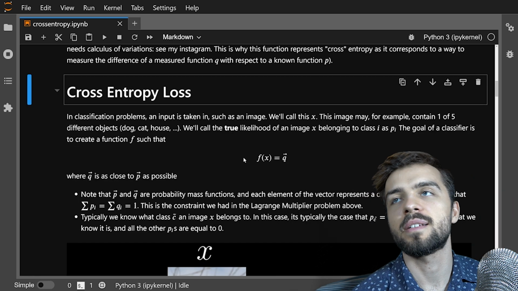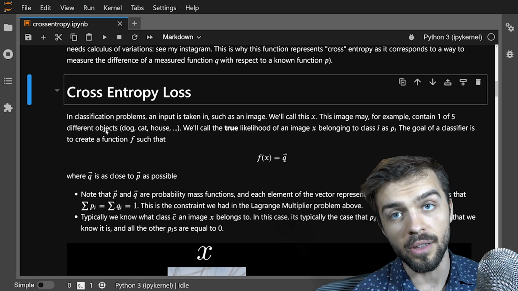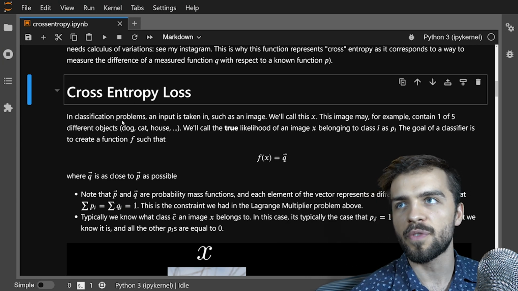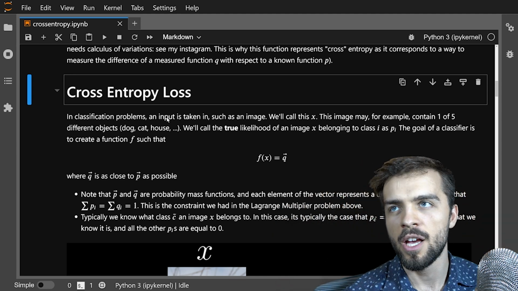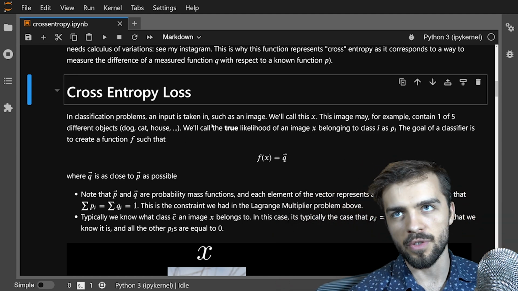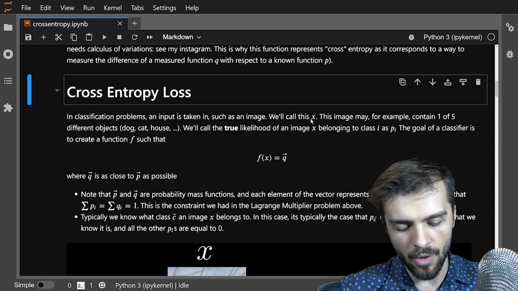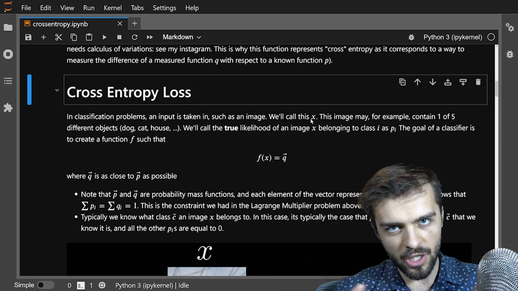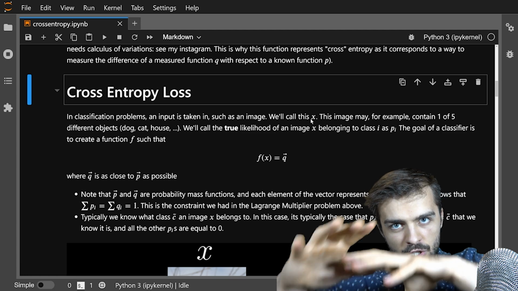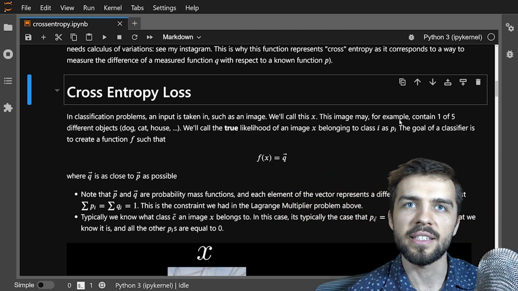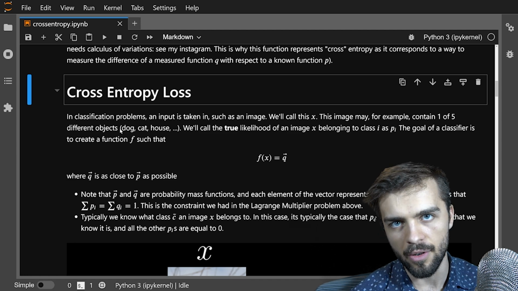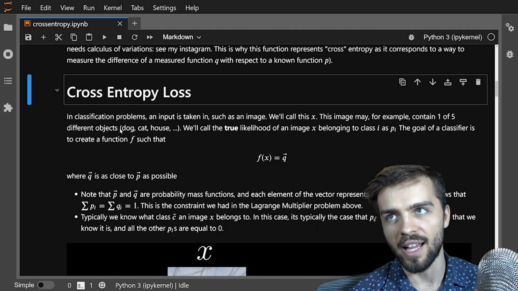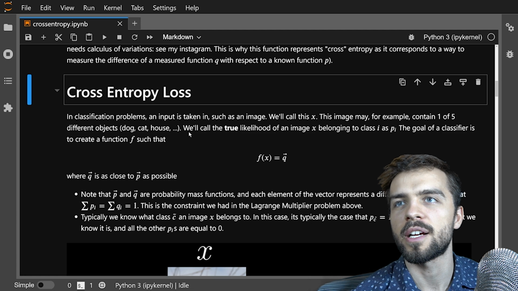So how does this relate to machine learning? And what is the cross-entropy loss function? So in classification problems, let's set up the whole arena of what goes on. You take in an input, like an image, for example, and I'm going to call this X. X is always the input to some machine learning function, and it spits out an output. So you take in an image. It may contain, for example, one of 5 different objects. Suppose you have a dog, a cat, a house, maybe a tree and a cloud or something. I don't know, 5 different objects.